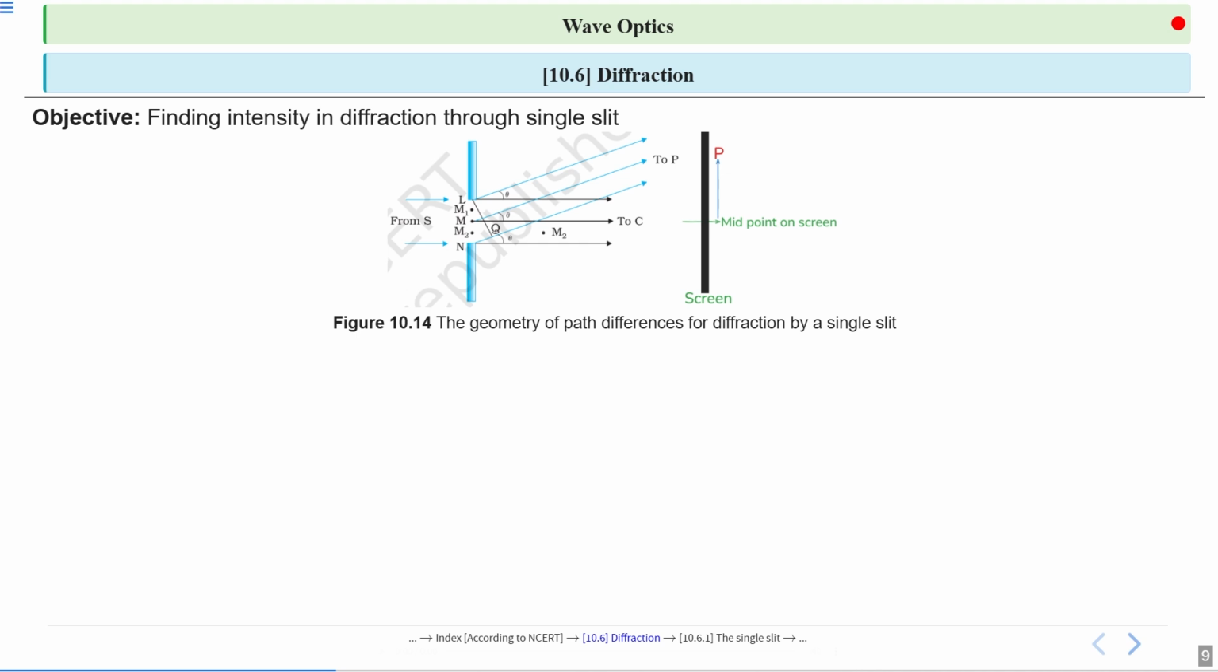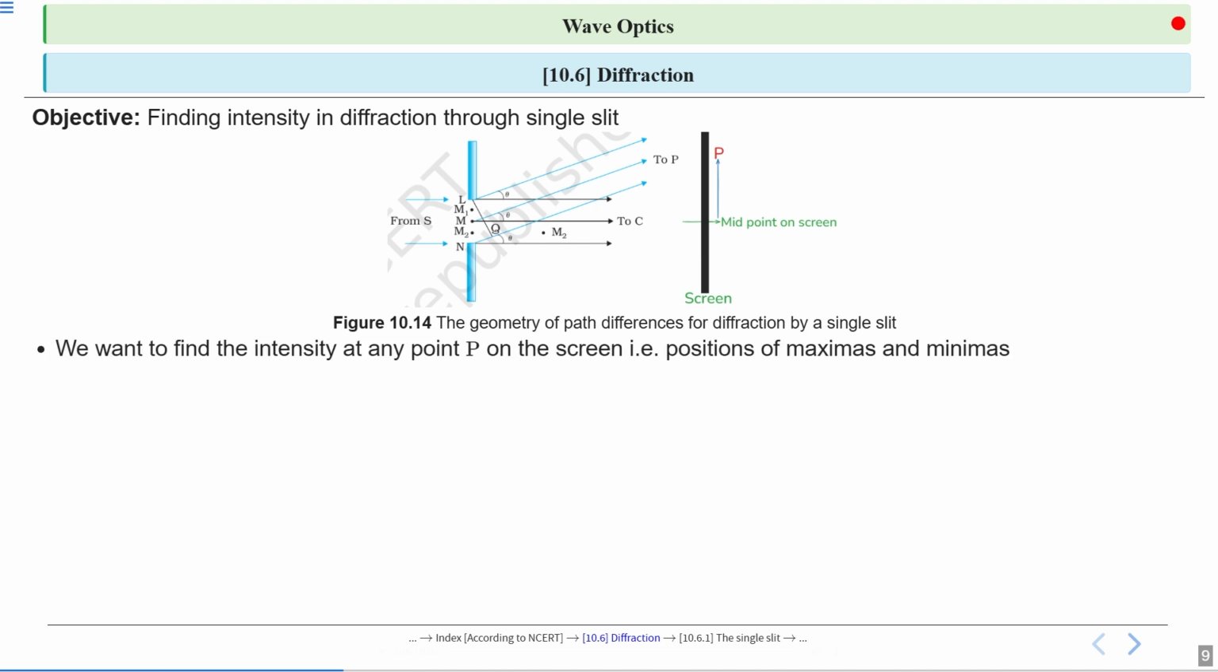We are going to focus on how to find the intensity of light at different points on a screen. The objective is to understand the positions of maximum and minimum intensity, which are crucial for understanding wave behavior. Let's start by looking at figure 10.14. Again, the geometry of path difference for diffraction by a single slit is shown. Also there is a point P. We have to find whether constructive or destructive interference will happen at P. Which type of interference will take place at point P, and what are the conditions for constructive and destructive interference in the case of diffraction?